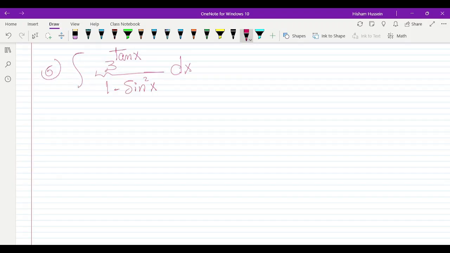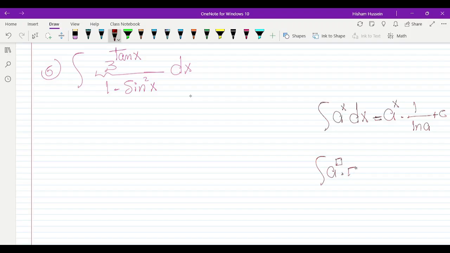Here in this function, I think it's proper to think about the integration of exponential function, as we have a part of the integration in exponential form, 3 to the power tan x. Already we know that the integration of a to the power x dx will be a to the power x times 1 over ln a for sure plus c. But what if we have integration of a to the power some function times the derivative of this function dx? This equals a to the power of this function times 1 over ln a plus c.